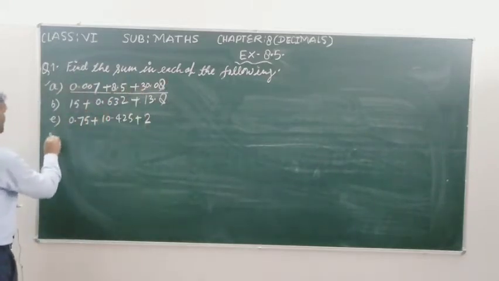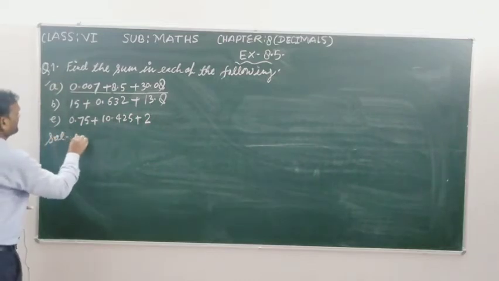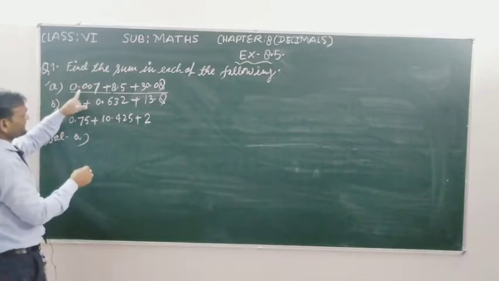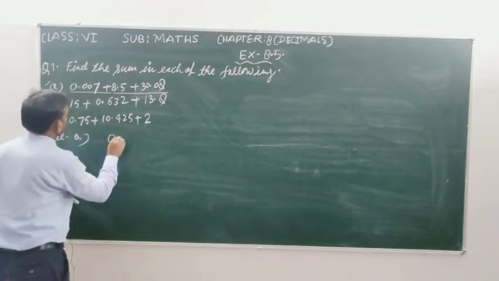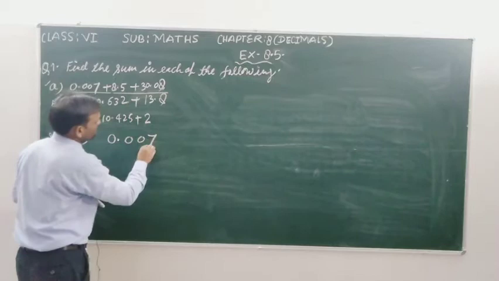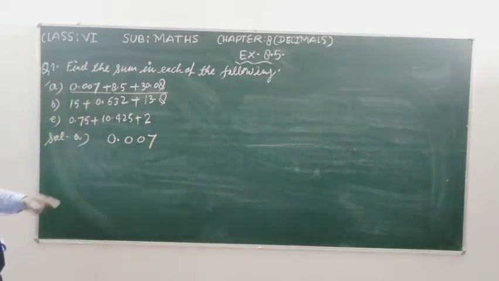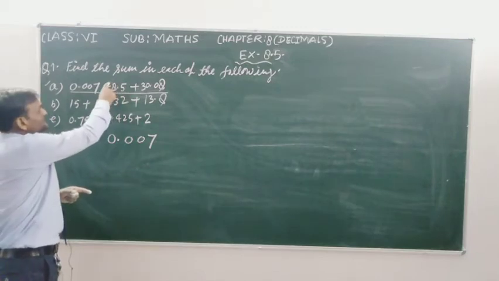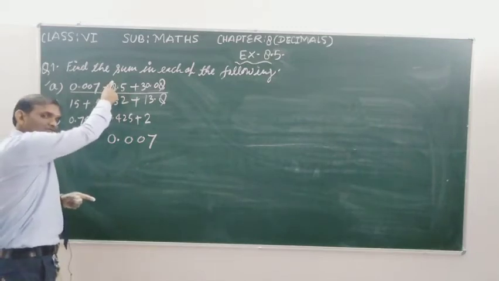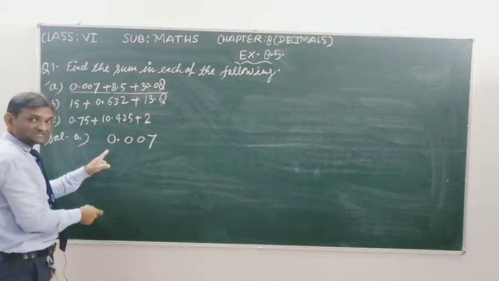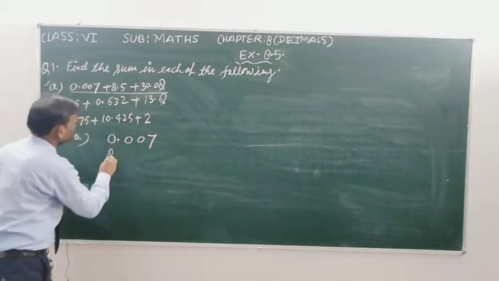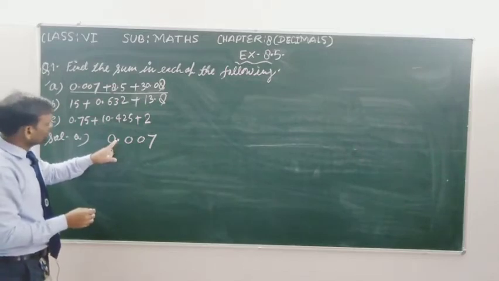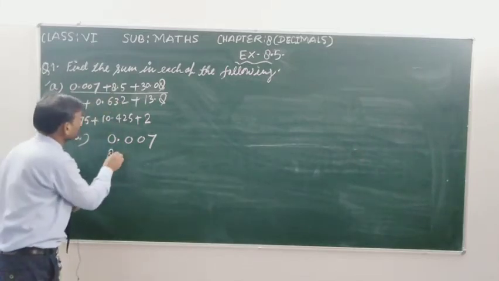So part A I am solving here. First number is 0.007 and second is 8.5. 8 is whole number and 8 is ones. So we write 8 below the ones, we write the 8 below this 0, and below point we use the point and 5.